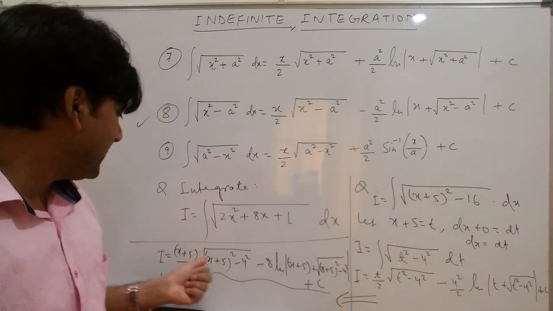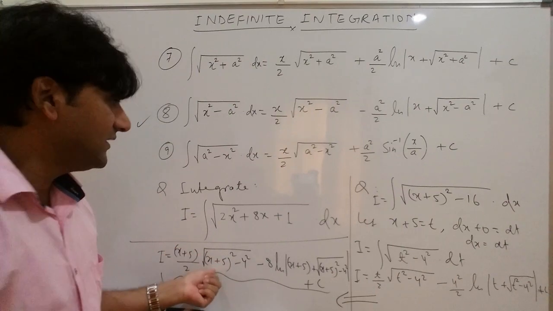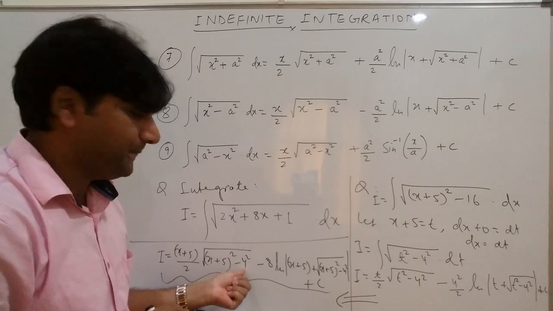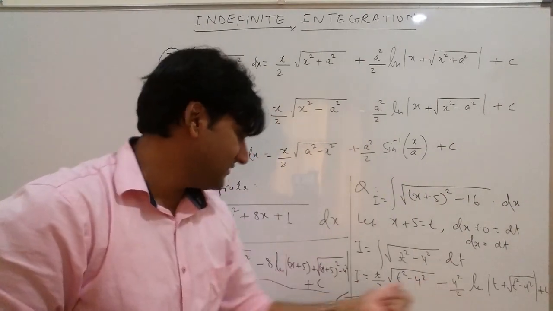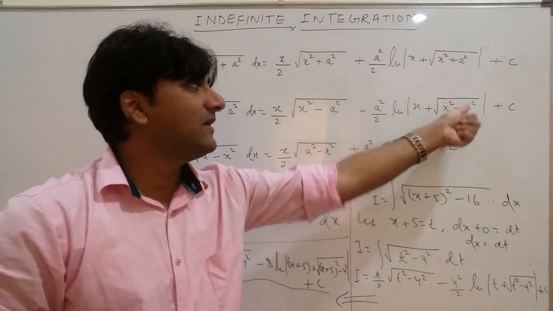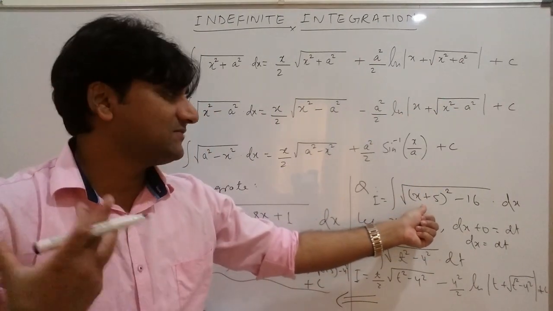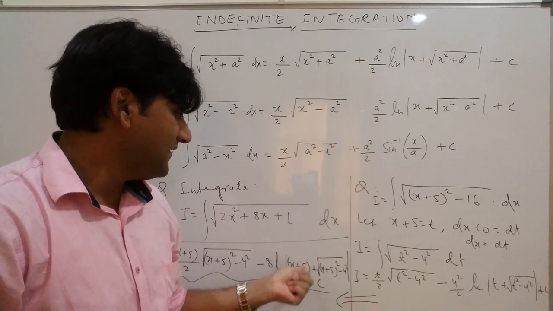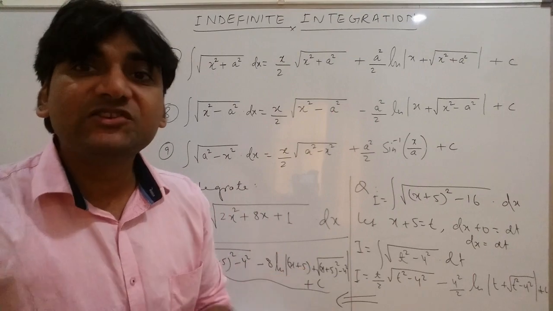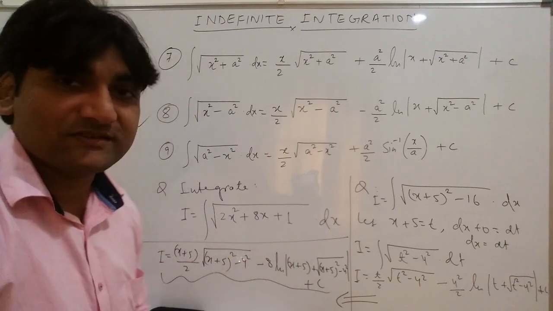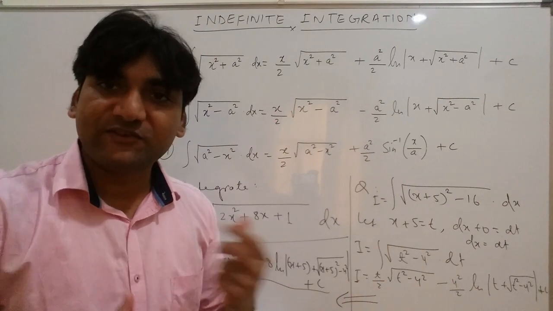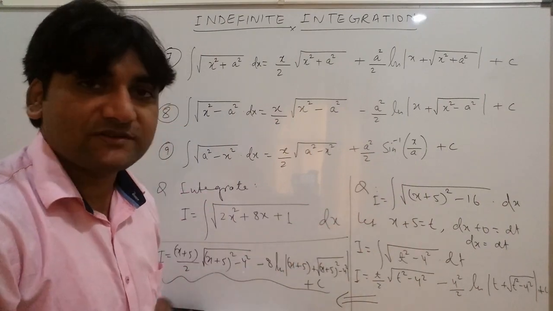I will write x plus 5 over 2 root, instead of x I have x plus 5, so I will write x plus 5 whole square minus 4 square. Then the calculation is 8, that's why minus 8 ln x plus root x square minus a square, but we have x as x plus 5, so I will write x plus 5 plus root of x plus 5 whole square minus 4 square plus c. But initially I had not used that concept. First I used x plus 5 as t, like substitution, and then directly I have used.